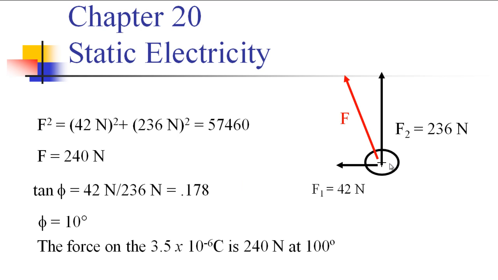So we know that if we have a coordinate axis here, from this line to this line is 90 degrees, plus this additional 10, so it's going to give us 100 degrees. So you could either say the force on the 3.5 times 10 to the minus 6 coulombs is 240 newtons at 100 degrees, or you could say 10 degrees west of north, or you could say 80 degrees north of west. Either way, we'll give you the right answer.